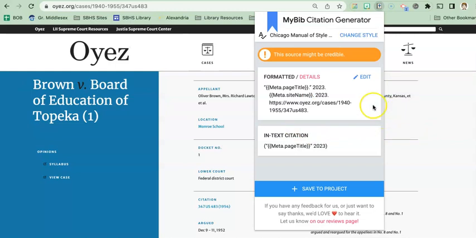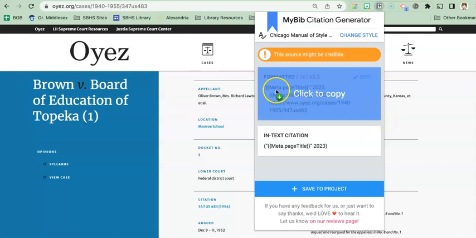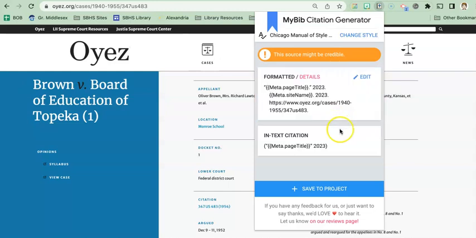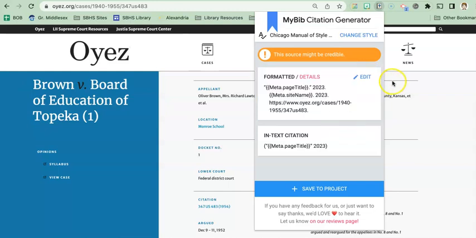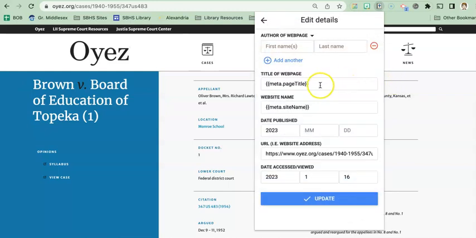The reason I know I need to change it is because, look at it. It's citing nonsense. Meta page title, how's that going to help us if we need to go back to this source? Meta site name, that again doesn't help me. The date's not significant either. So I'm going to need to do some significant changing to this in order to get it to cite the way I want it to. So the truth is, I could go in and help it out. I could say, okay, the title of my web page right now is Brown v. Board of Education of Topeka. And this is case number 1, so that would be the title of my page. Remember, we could fill in the website. That's oea.org.